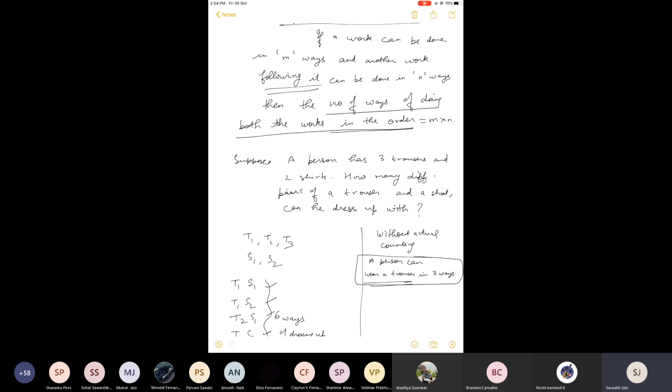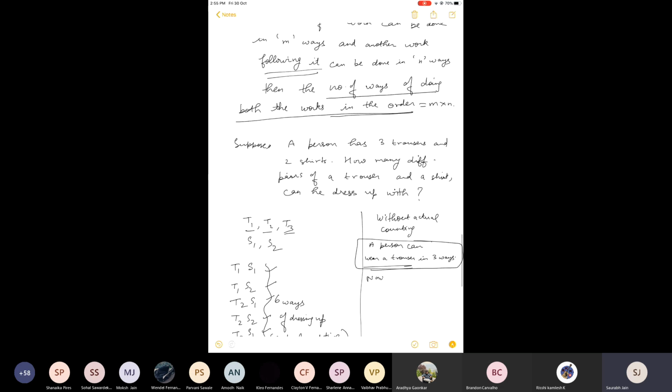So what is the work? What is the first work? Let us say wearing a trouser is the first work. This can be done in three ways. Three ways means T1, T2 or T3. You can say choices also. All right. Now after this, he can select or wear a shirt in two ways. As I said in the previous case, the concept of wearing a shirt everybody knows. So he is not actually wearing a shirt in two ways. There is only one way of wearing a shirt, but two ways means two choices. Either he can select S1 or he can select S2.